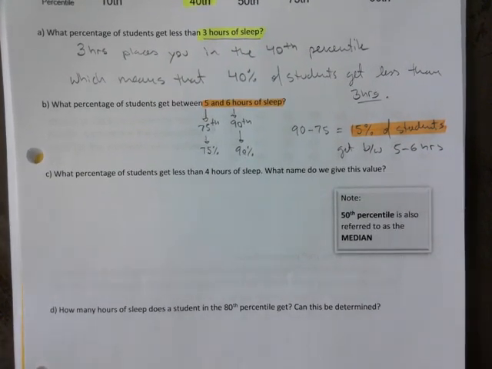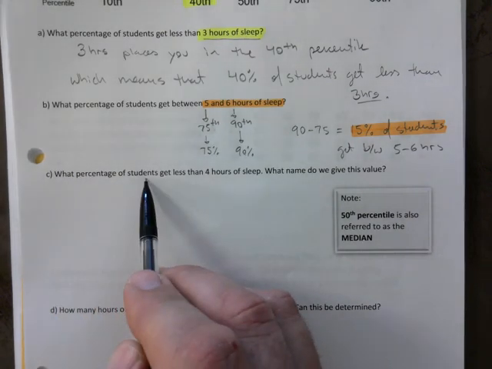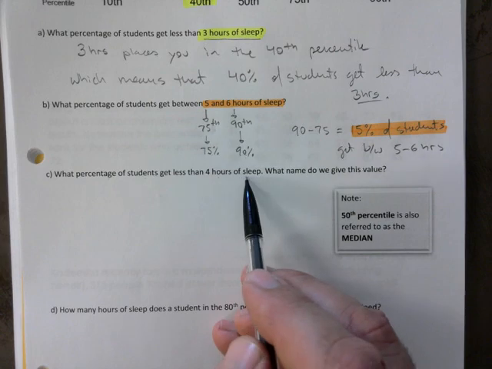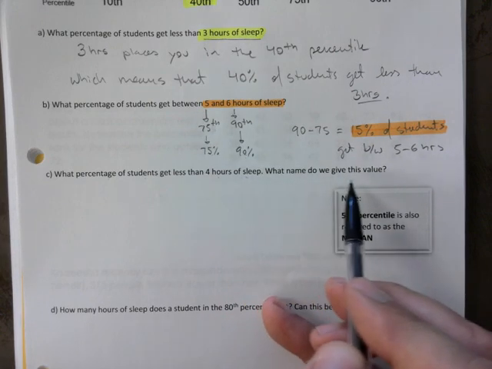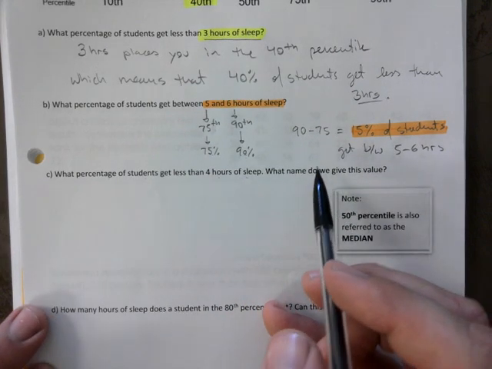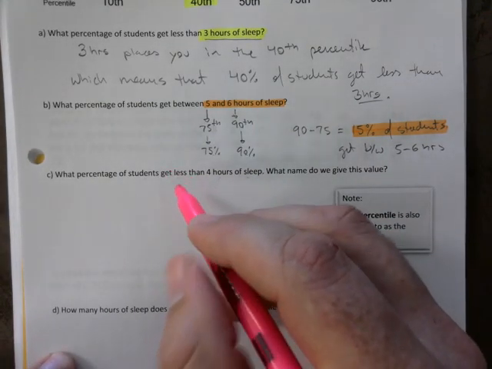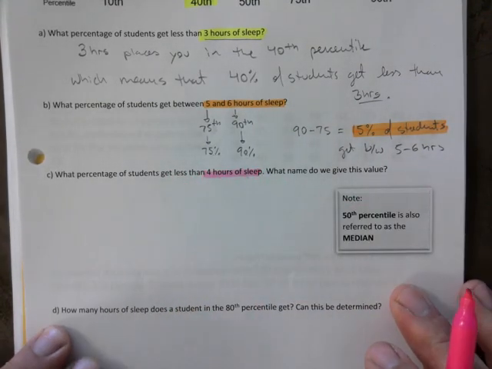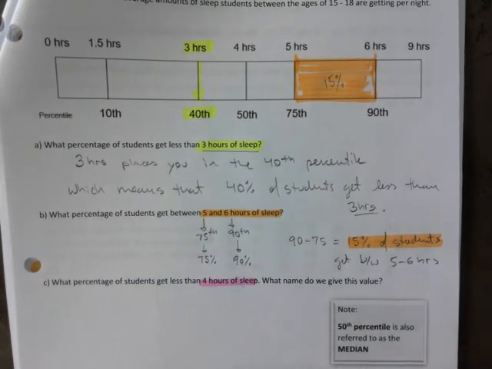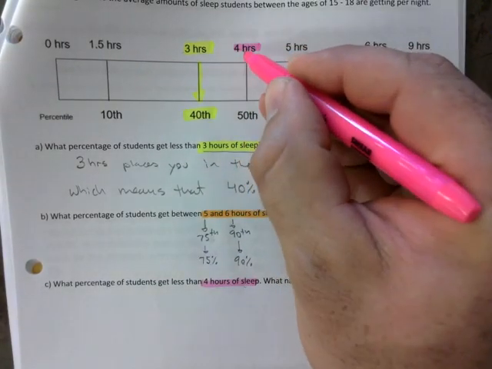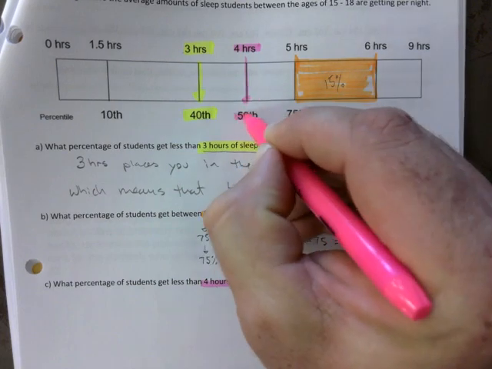We haven't done any calculations as to like percentile yet. We haven't used that formula yet. I'm fully aware of that. What percentage of students get less than 4 hours of sleep? What name do we give this value? So watch this. I haven't used pink yet, so I'm going to use pink, right? 4 hours. It puts you right here, which coincides with this.